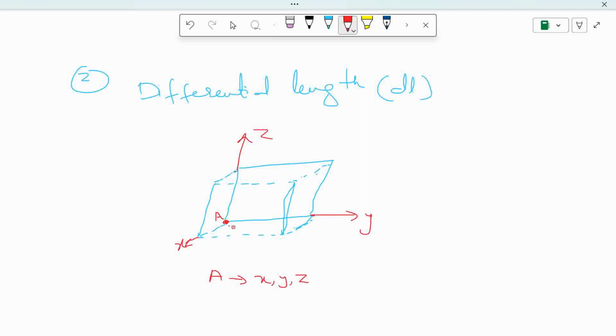Let's consider that this length is dy and this length is dx and this is dz. So basically this point is, let's say it is B, and let's say this point is C. Now the magnitude of dl is nothing but the distance between B and C. So it is the diagonal of the parallelepiped.